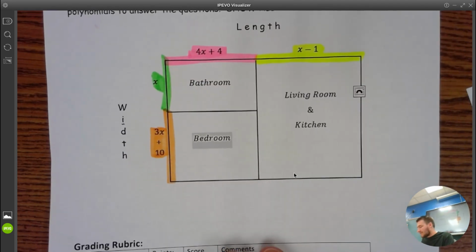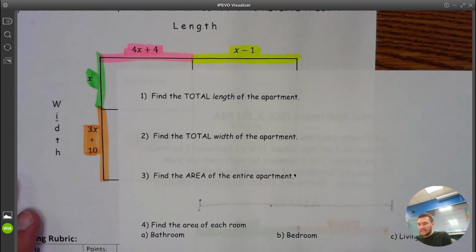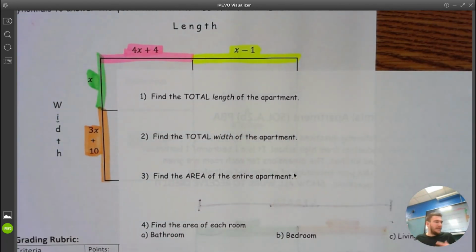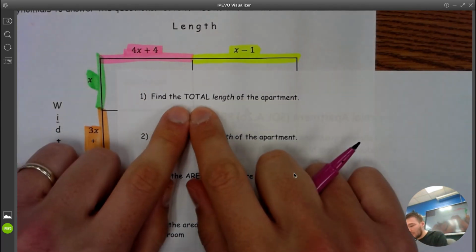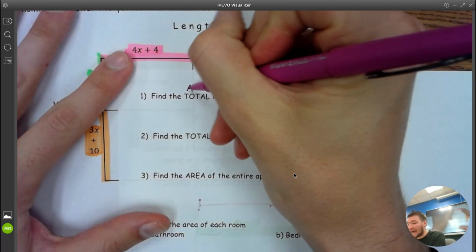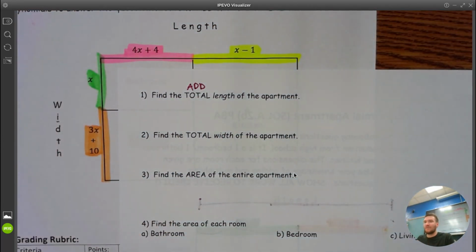If you flip over to the back, on the back, it says find the total length of the apartment. So here's where I'm going to be kind of helping you get this set up. Total in math is a word that means add, subtract, multiply, divide. What does total mean? Total means add. Okay? So we just need to add. So for this first question, we are not doing multiply. All we need to do is add.